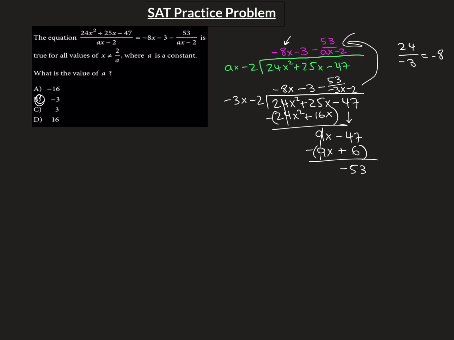And just to recap, we were immediately able to solve this by just using the first digit. We didn't actually have to solve this out entirely. Just by using the first digit, we found in what way 24 relates to −8, and that would be 24 divided by −3 would result in −8. So we knew that our answer is −3.